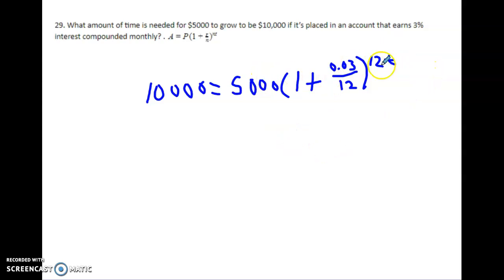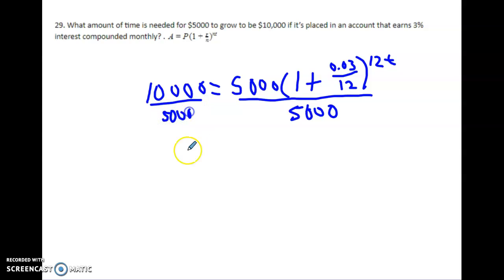So I'm just going to start by trying to get that t all alone. First thing I notice is I can divide everything by 5,000 and get rid of the 5,000. Over here, 10,000 divided by 5,000 is just 2. And then I end up with this piece right here, and I'm going to grab a calculator and change that to just 1.0025 to the 12t. So that's what this 1 plus 0.03 divided by 12 is.